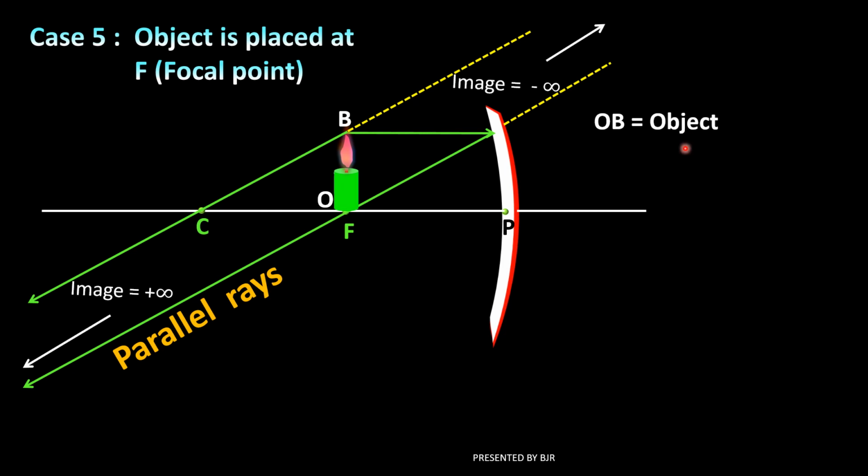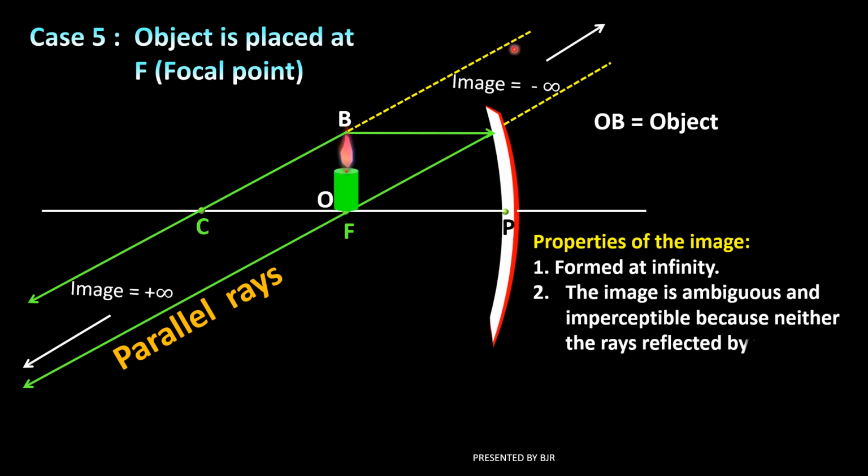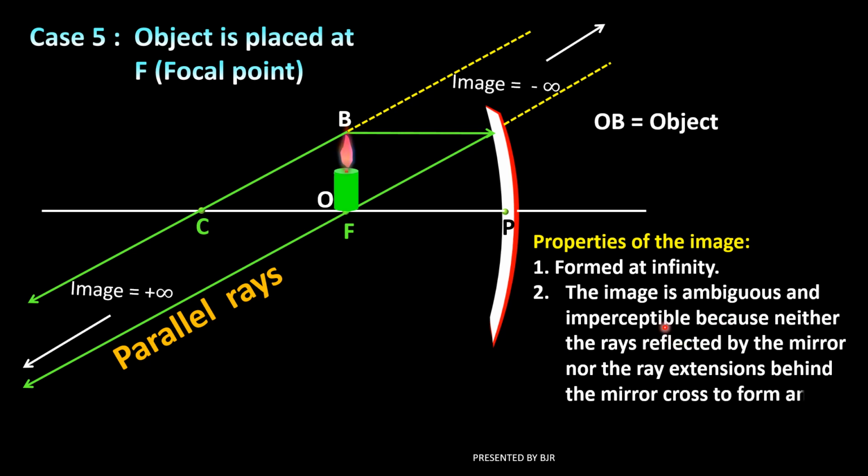Okay, so here the properties of the image. Both cases are possible. You may write the image is formed at infinity on the same side of the object, or you can write the image may be formed behind the mirror, and that one is the virtual image. That's why here I am simply writing formed at infinity, and the image is ambiguous and imperceptible. That means we cannot obtain the image. Okay, so the image is ambiguous.